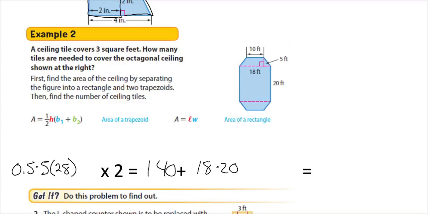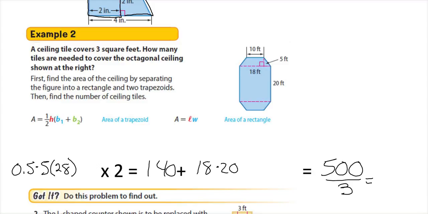Misread it there. So times 2 is 140, and then we're going to do plus 18 times 20. I knew that didn't look right. There we go, 500. Okay, that makes more sense. I was going to say it should be a lot bigger than that. Okay, then we're going to divide that by 3. Okay, and then that gives us 166.6 repeating.